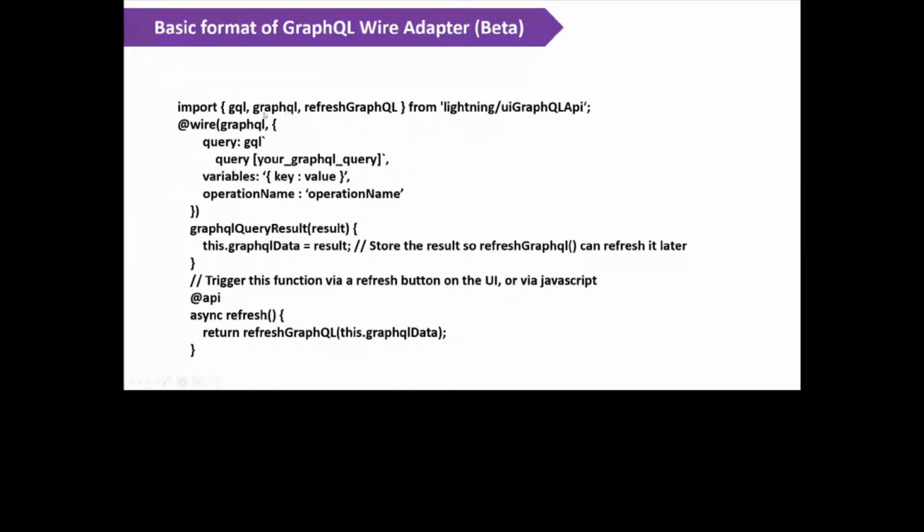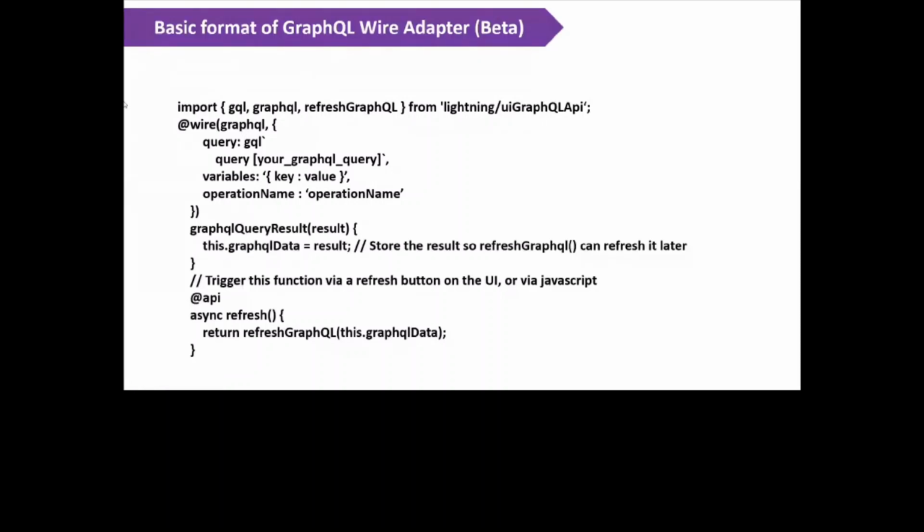graphql identifies the GraphQL wire adapter, and the next function is refreshGraphQL. If you want to use it in your requirement, then you can import this function. This function will re-execute your query and give you data. Next I'm defining wire. Currently we are using wire to access data in two ways, right? One is the Lightning UI API, or we are calling from an Apex class. But now we have one more way, the Lightning UI GraphQL API.